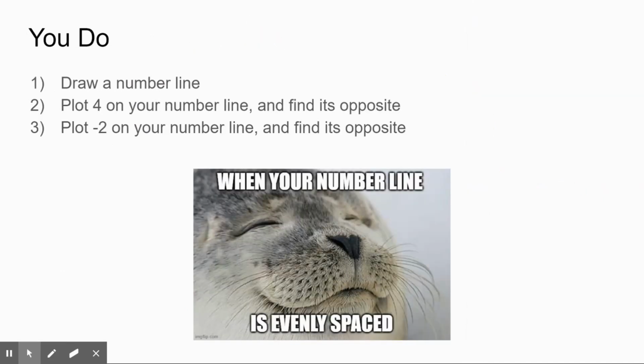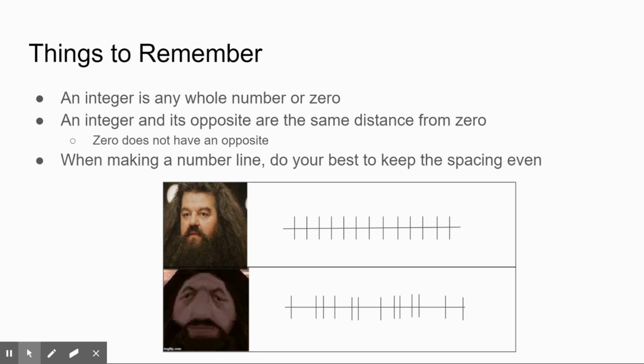So now it's time for a you-do. What you're going to do is draw a number line. Try to keep your spacing between your numbers even. That way it looks a little bit nicer. And you're going to plot two different things. You're going to plot 4 on your number line and find its opposite. And then you're going to plot -2 on your number line as well, and find its opposite. Ready, go.